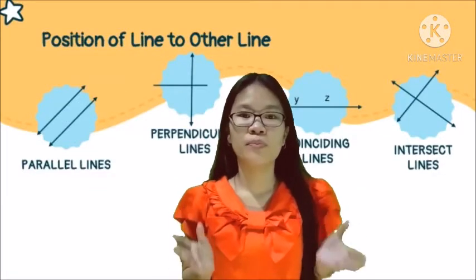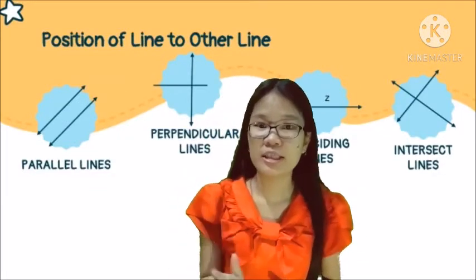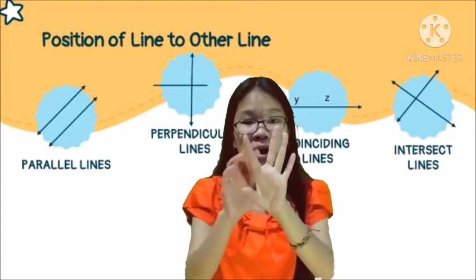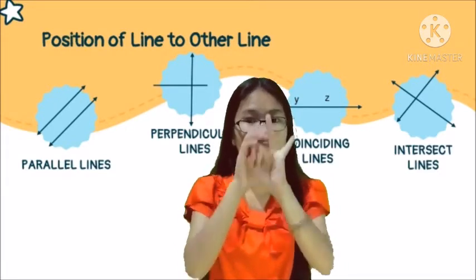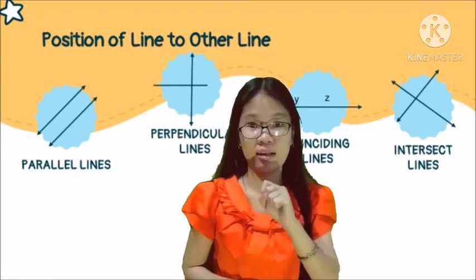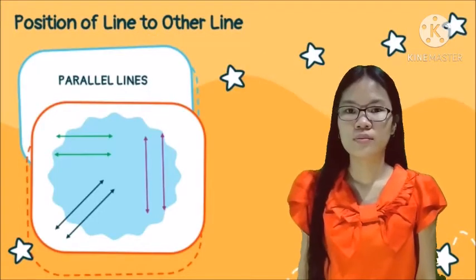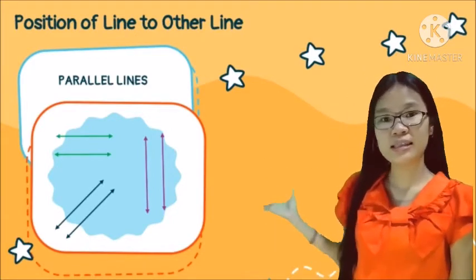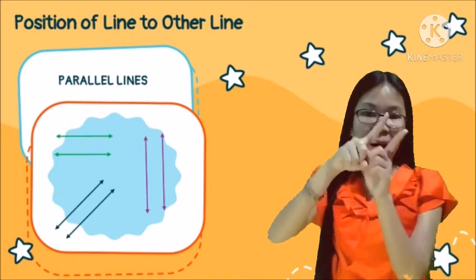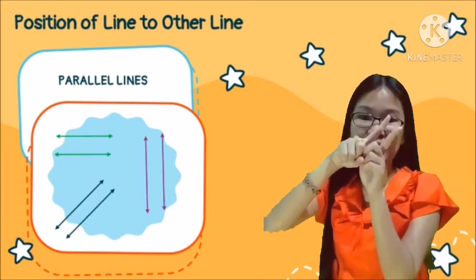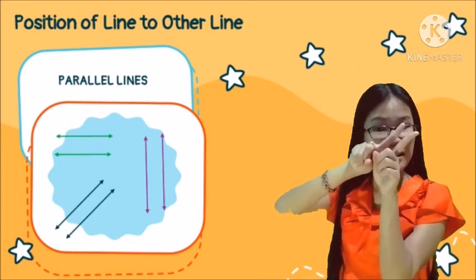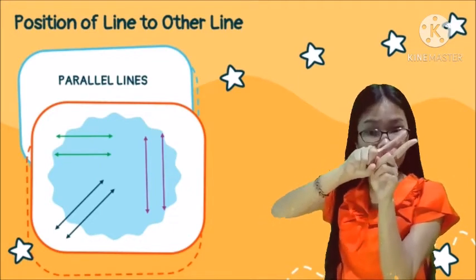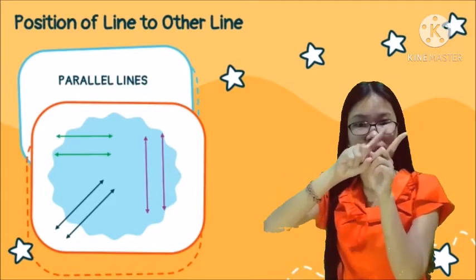Okay, the last topic about line is the position of a line to other lines. There are 4 positions of a line to other lines: parallel lines, perpendicular lines, coinciding lines, and intersecting lines. The first is parallel lines. Look at the picture. These are parallel lines. Parallel lines are lines in a plane which do not meet, that is, two straight lines on the same plane that never meet when extended indefinitely.